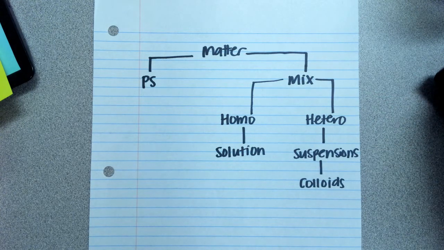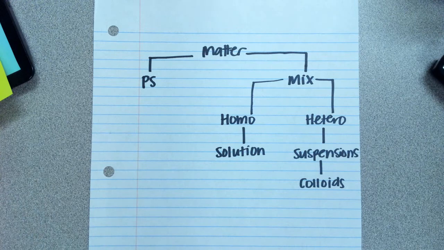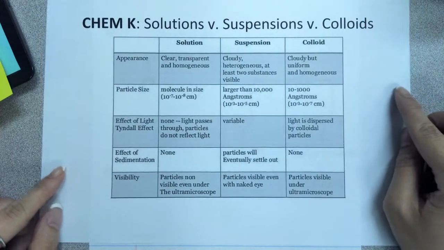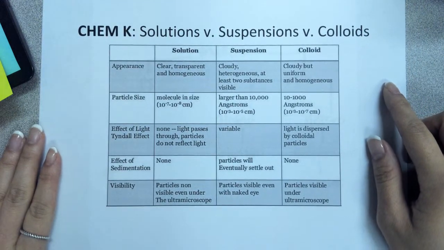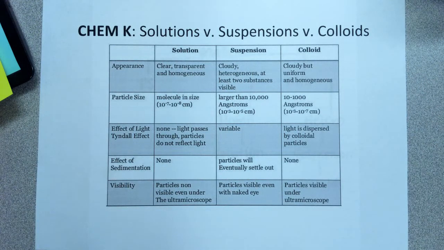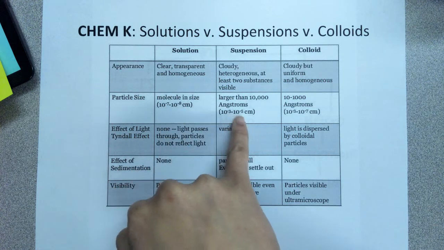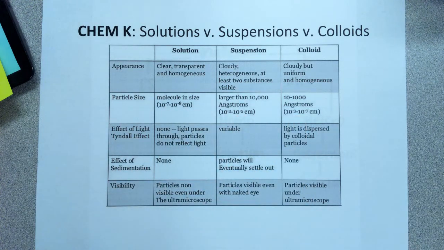So overall, we need to be able to look at different substances and be able to determine if it's a solution, suspension, or colloid. And so in your notes, there is a nice chart that summarizes your solution, suspension, and colloids. And so this is it right here. I recommend copying it down or even just making a mental note. You don't need to know the actual particle sizes, like the exact measurements, but you do need to know which one's large, which one's small, which one's medium.